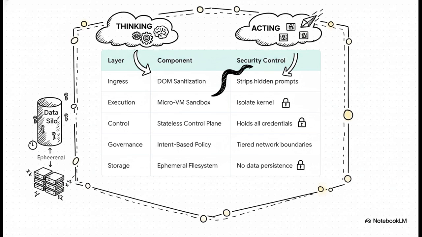It spins up an ephemeral MicroVM sandbox, gives it a short-lived token, and says, go do this one job. That sandbox has no state, no secrets. It uses that sanitized AxTree context to do its work, and the second it's done, the entire thing is vaporized. Every single principle we've talked about is enforced right here in the architecture.